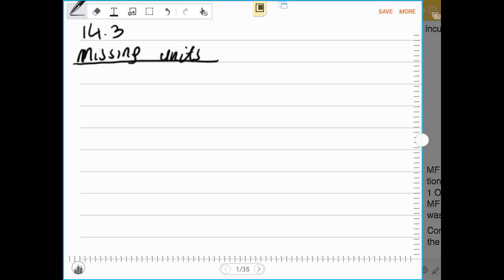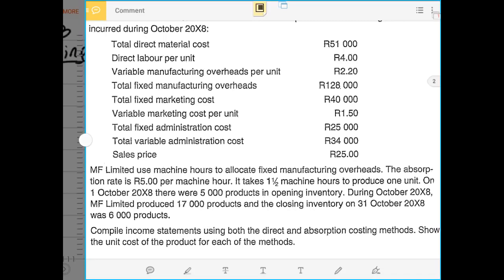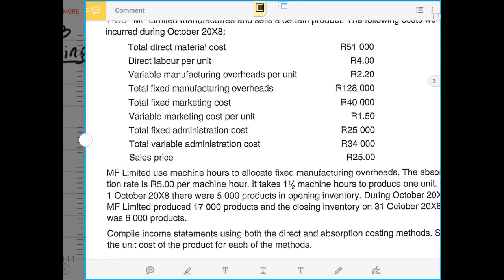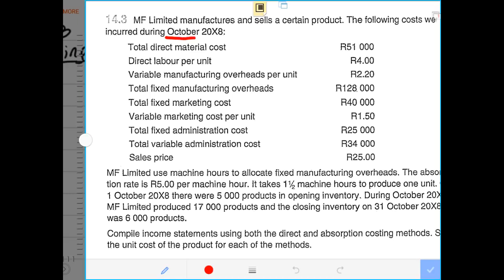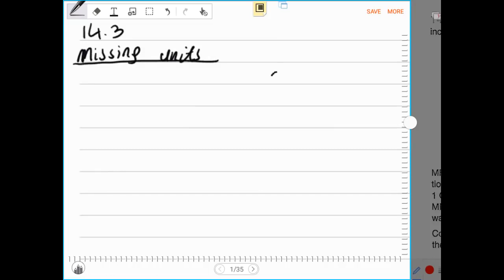And in the missing units, we first have to say that this is for the month of October. This was just to confirm for the month of October. So now we are doing the absorption and the direct income statement for the month of October. Then now we start determining the opening inventory. This is October. We start allocating the opening inventory. Then we record the production.